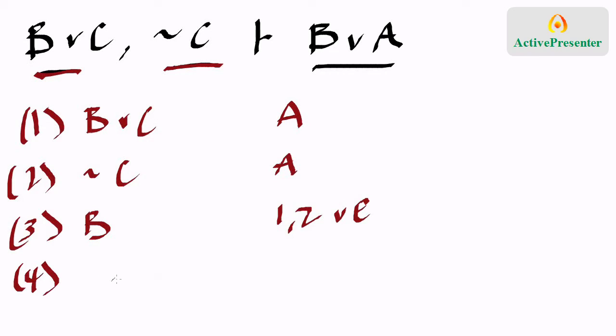And then last, on line 3, we want to use or introduction. That will give us B or A, which is the conclusion that we're after.